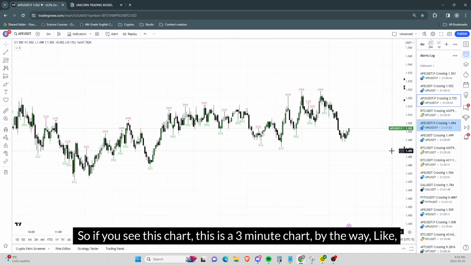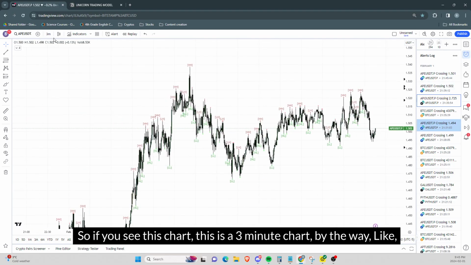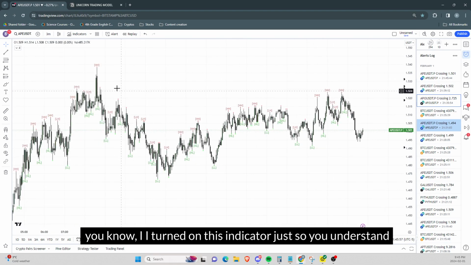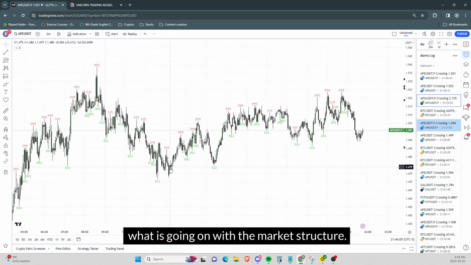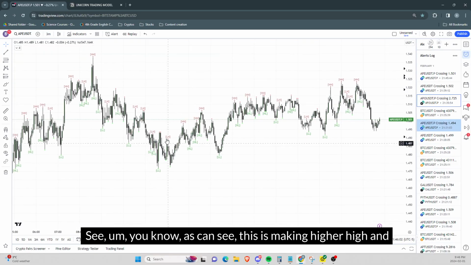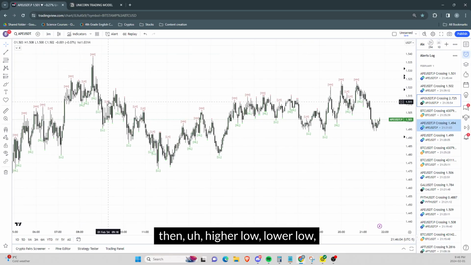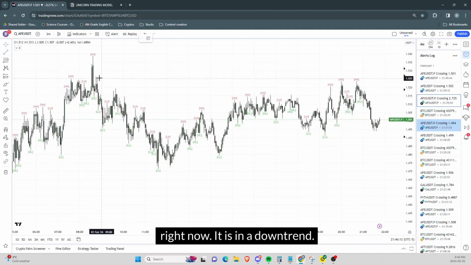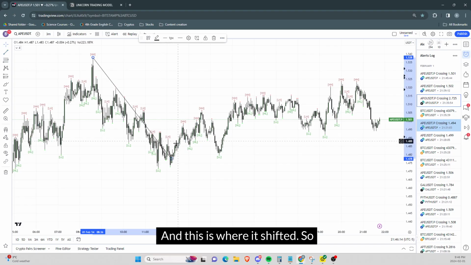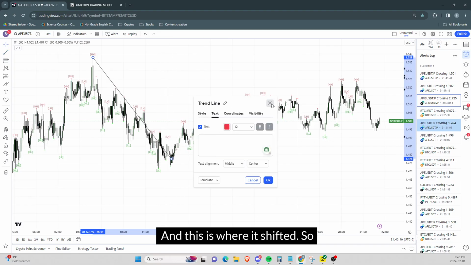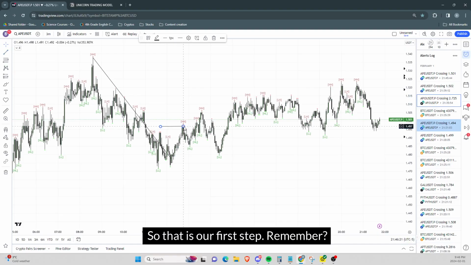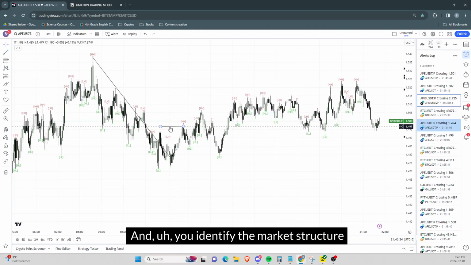If you see this chart, this is a 3-minute chart, by the way. I turned on this indicator just so you understand what is going on with the market structure. As you can see, this is making a higher high and then a higher low, then a lower low. Then it started going in a downtrend. So this is what is happening right now. It is in a downtrend, and this is where it shifted. So where did we have the market structure shift? That is our first step, remember? You identify the market structure shift.